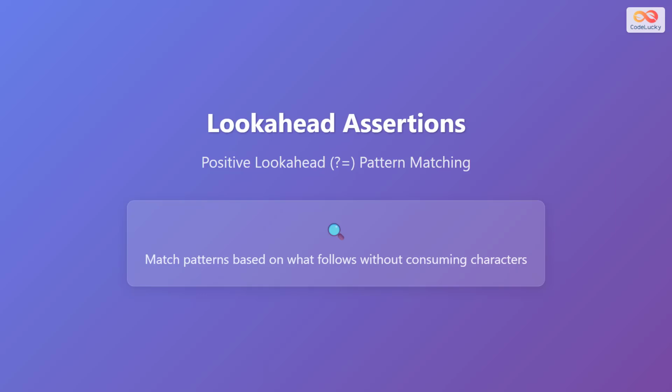Let us understand lookahead assertions. We will be focusing on positive lookahead, which uses the following syntax: ?=. This is used for pattern matching. The key idea is to match patterns based on what follows, but without actually consuming those characters.